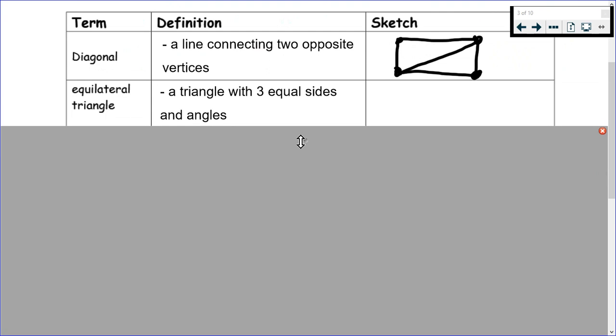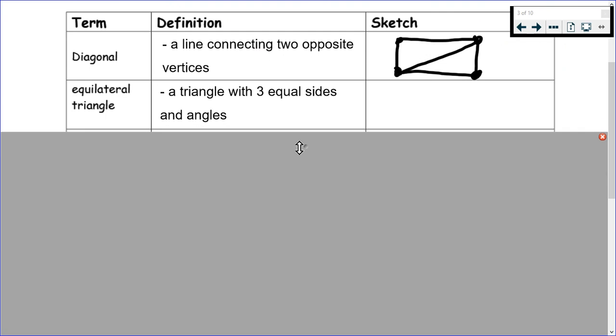Our next term, equilateral triangle. This is a triangle with three equal sides and angles. That's going to look something like this. So each side has the same length and each angle is the same. So all these measures here are the same and all these side lengths here are the same.